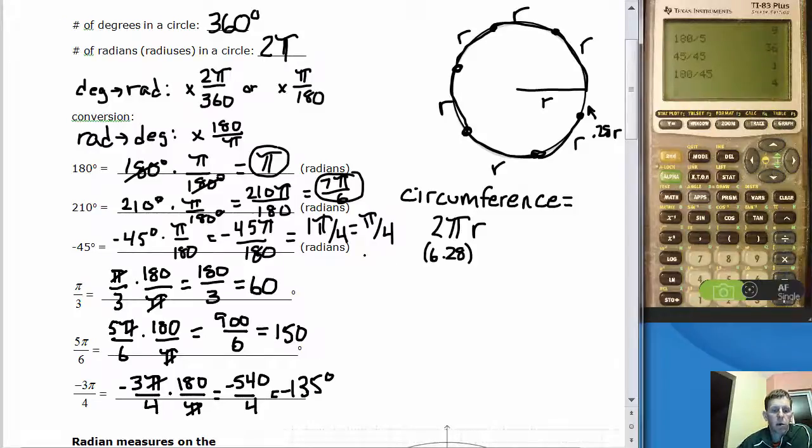For 5 pi over 6, we multiply by 180 over pi. Pi on the top and bottom will cancel. If you multiply the numerators together, you get 900. It's divided by 6, which equals 150 degrees. For the other example, negative 3 pi over 4, also being multiplied by 180 over pi, pi's cancel. Multiply the numerators, you get negative 540. The denominator is 4. When you divide these, you get negative 135 degrees.